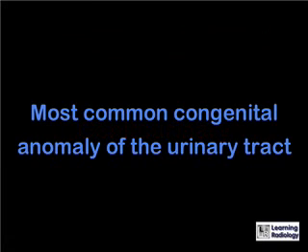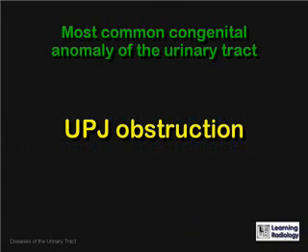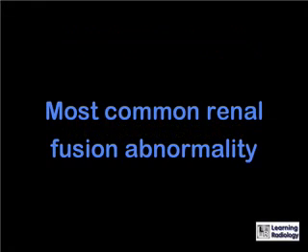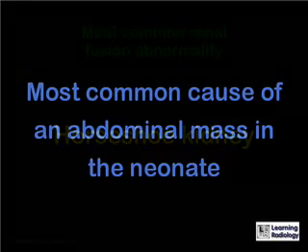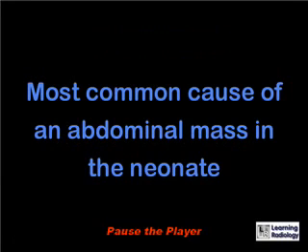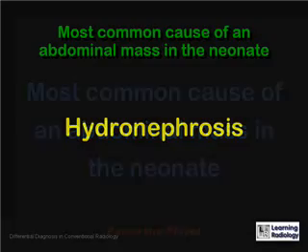Genitourinary. What is the most common congenital anomaly of the urinary tract? Ureteropelvic junction obstruction. What is the most common renal fusion abnormality? A horseshoe kidney. What is the most common cause of an abdominal mass in the neonate? Hydronephrosis.